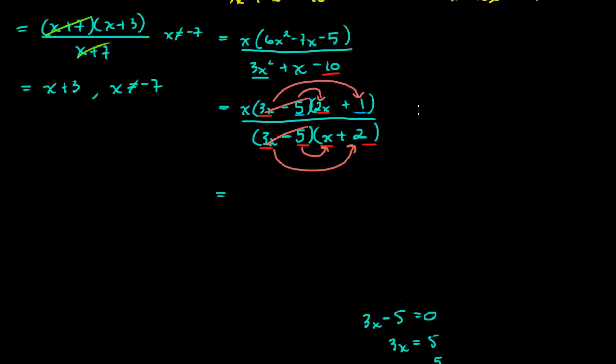So I have the restriction that x cannot be equal to 5 over 3, but also x can't be negative 2, because negative 2 plus 2 would give me 0 for this factor, and I'd have division by 0 again. So x can't be 5 over 3 or minus 2. So my new expression is x times 2x plus 1 divided by x plus 2, with the restriction that x cannot be equal to 5 over 3 or negative 2.